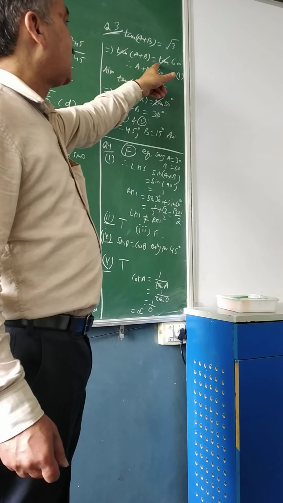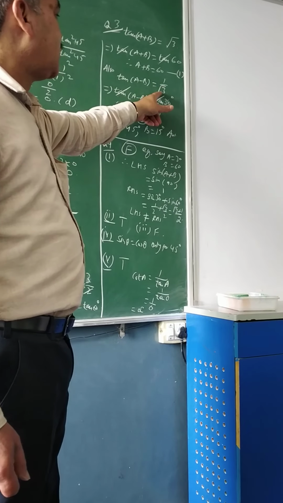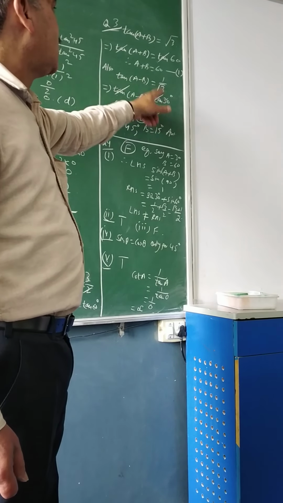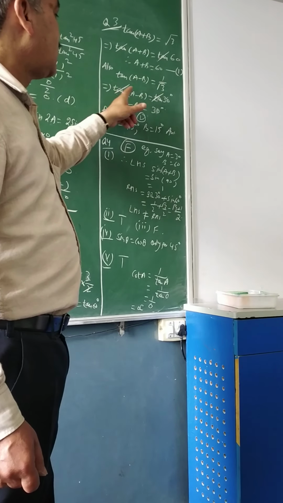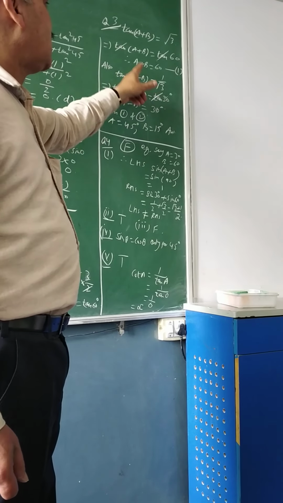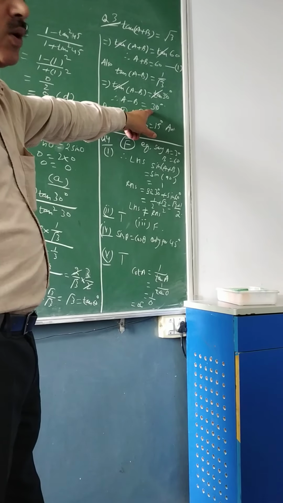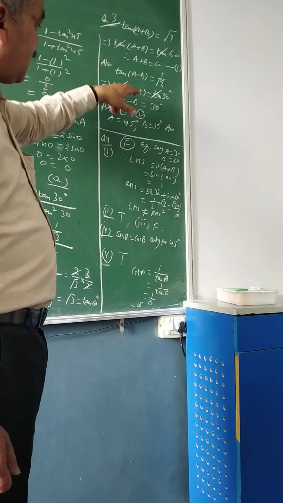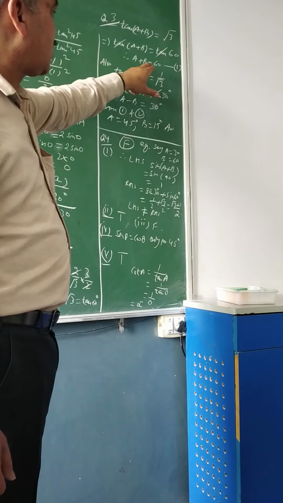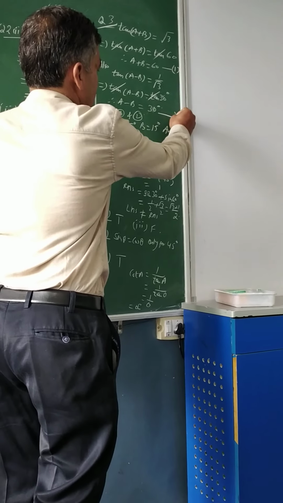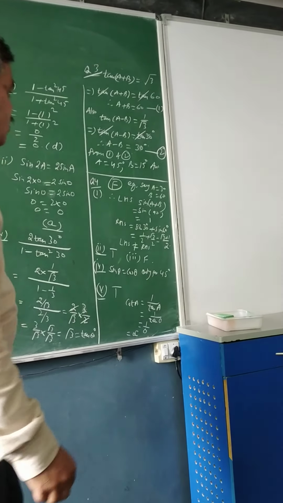So you know tangent 60, and here it is 30 degrees. 1 upon root 3 in terms of tangent is tangent 30. So tangent cancels with tangent, here also. It will be A plus B is equal to 60, and A minus B is equal to 30. In that way you will get two equations. Equation number 1, A plus B is equal to 60. And equation number 2, A minus B is equal to 30.